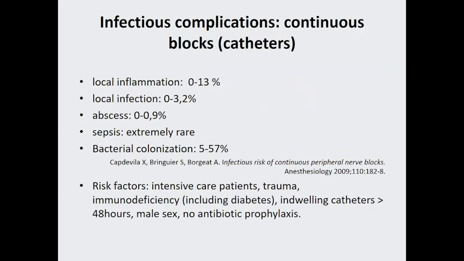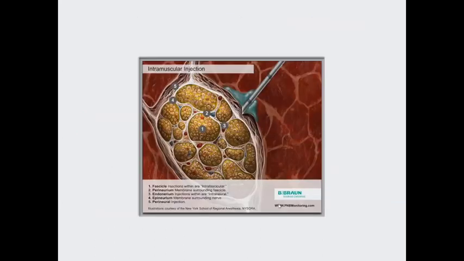The complications of blocks and catheters are local inflammation, local infection, abscesses, extremely rare sepsis, and bacterial colonization is possible. The risk of infection is increased when the patient is in intensive care, when it's a traumatic patient, if it's a patient with some immunological problems, most commonly diabetes, if the catheters are in place more than 2 days, in male patients, and if no antibiotic prophylaxis was given to the patient preoperatively.